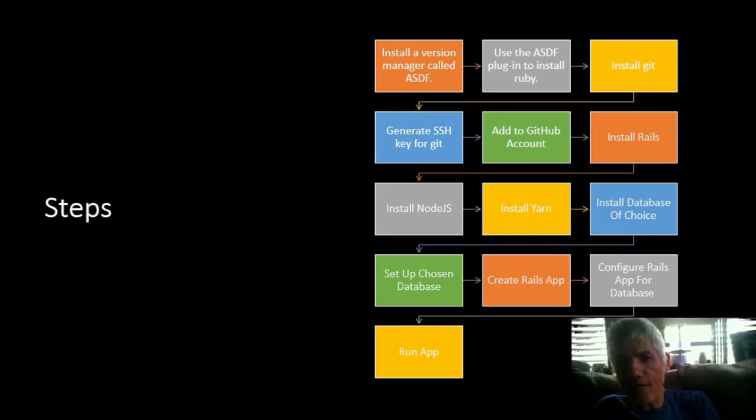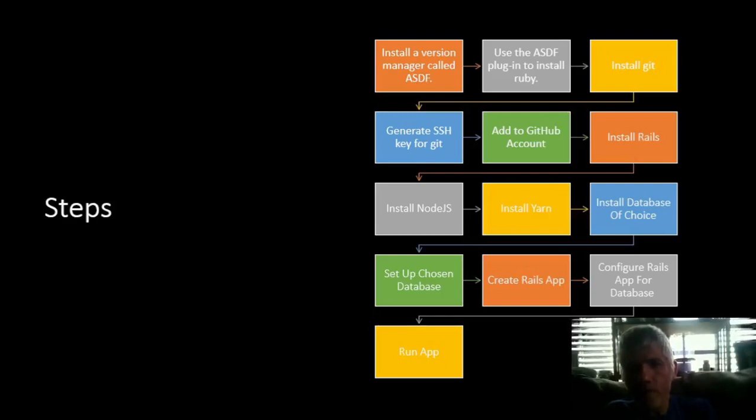Then we're going to install a source control package called Git that allows you to keep separate copies of different versions of your code. We're going to generate an SSH key to uniquely identify yourself to Git. We're going to add it to our GitHub account so you can keep different branches of your software. Then we're going to install Rails.